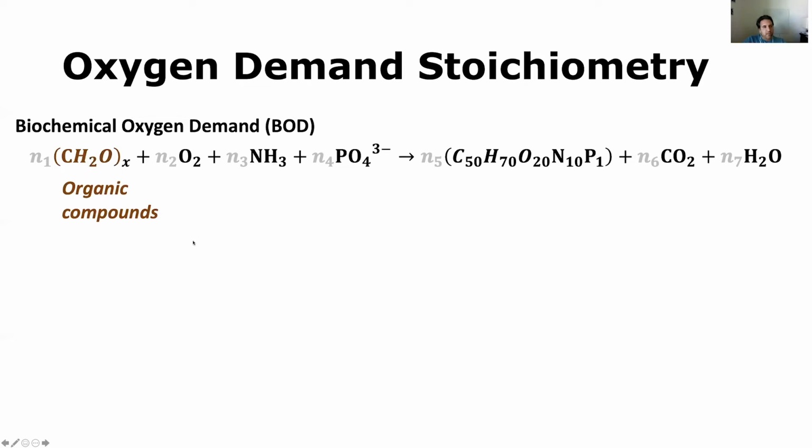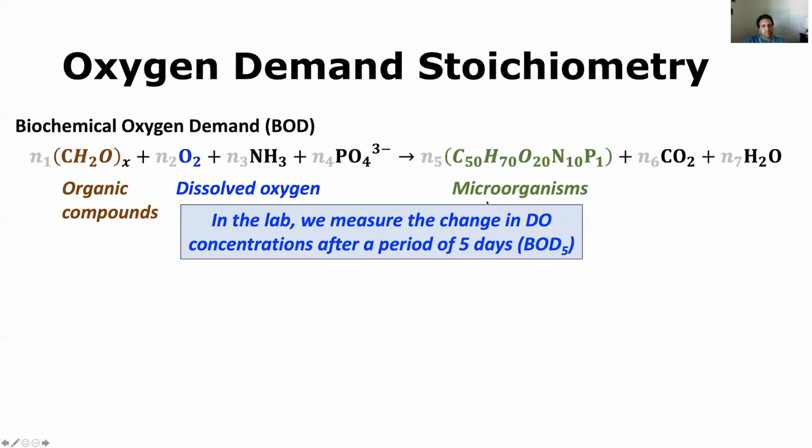So we've got the organic compounds represented here in the stoichiometry. We've got the microorganisms, or the microbial biomass, represented here, and this would be just a representative proportion of carbon to hydrogen to oxygen to nitrogen and phosphorus that you might see for bacteria. We've got dissolved oxygen shown here in the stoichiometry. In the lab, we're measuring dissolved oxygen after a period of 5 days. We're measuring how much it changes by, and that allows us to know proportionally how much organic content was in the wastewater to begin with, which can be degraded in 5 days. So it's a 5-day test.